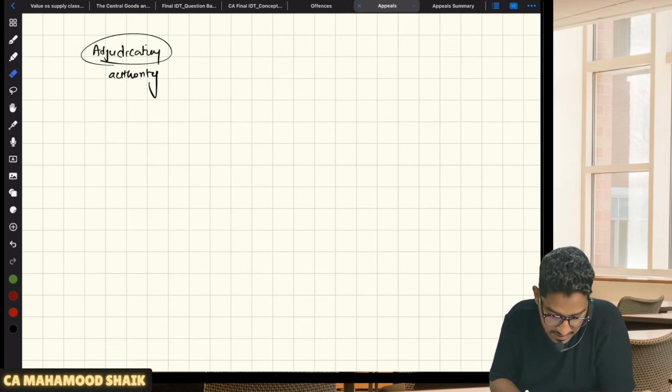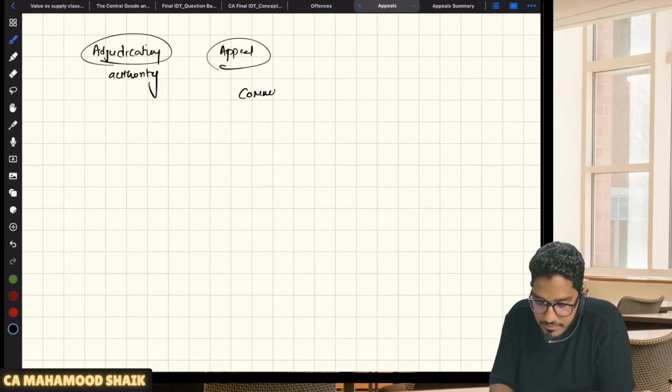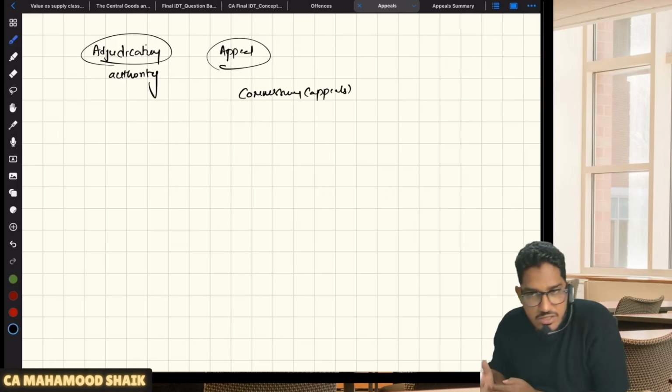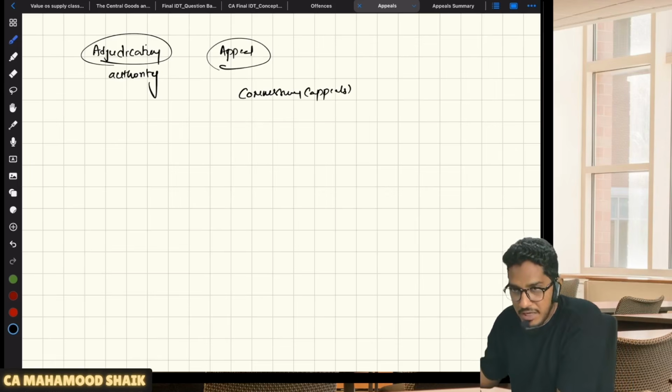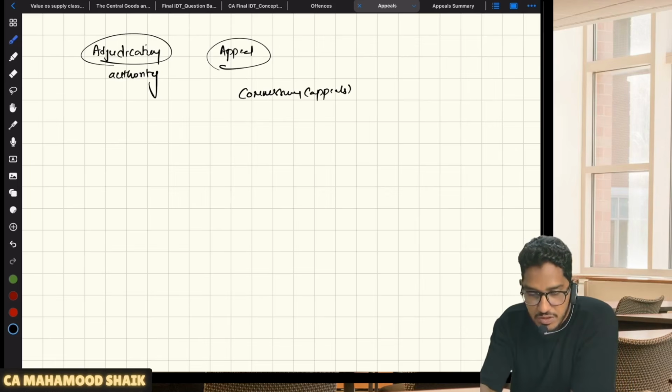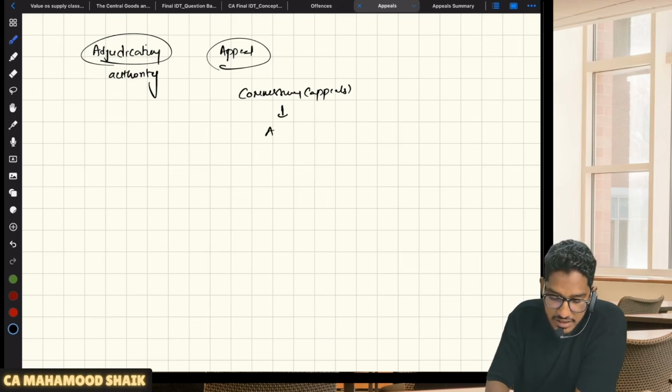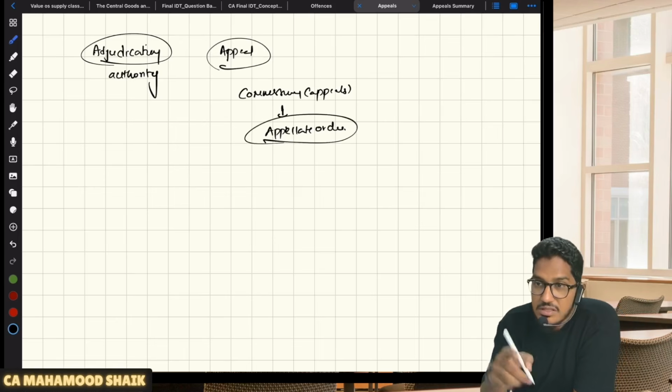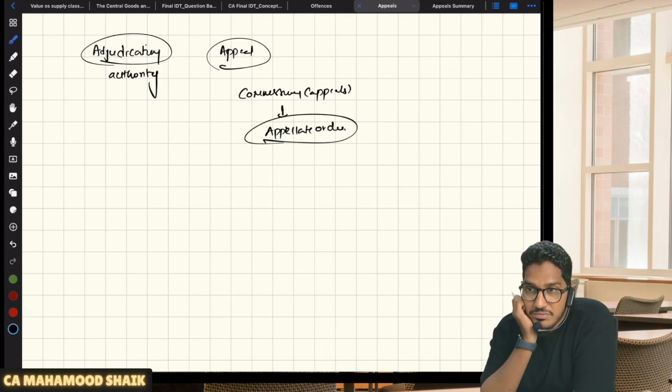So let us say, for example, you directly made an appeal with commissioner appeals. Now after taking up that appeal, he will listen to your arguments, he will listen to the department's arguments, he will consider all the facts whatever is available, and then finally he will give the appellate order. That I call it as appellate order. Now this appellate order also you might not be happy with.